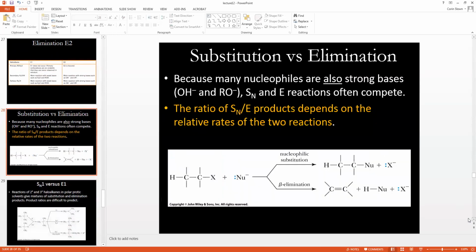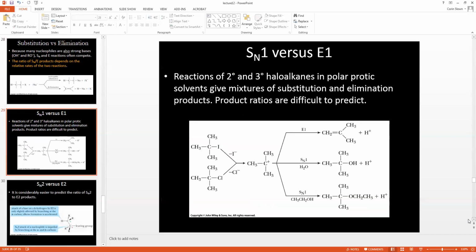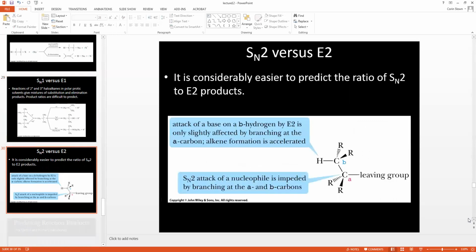So let's talk about the comparison between substitution and elimination. Because many nucleophiles are also strong bases, oftentimes we will see both substitution and elimination reactions compete. So the ratio of substitution to elimination products depends on the relative rates of the two reactions. So which is faster, do you think? Nucleophilic substitution or beta elimination? When we're comparing SN1 versus E1, the reactions of secondary and tertiary haloalkanes in polar protic solvents give mixtures of substitution and elimination products, and the actual product ratios themselves are difficult to predict.